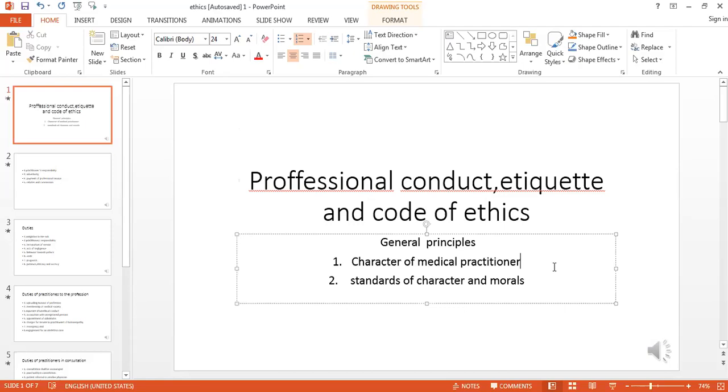In this professional conduct, etiquette and code of ethics, we will see 7 different points. First is the declaration and the oath. Second is the general principles. Third, duties of homeopathic practitioner with their patient. Fourth is the duties of practitioner to the profession. Duties of practitioner in consultation. Duties of practitioner to the public, and professional misconduct. Under these headings, we will see the certain etiquettes of the homeopathic physician.